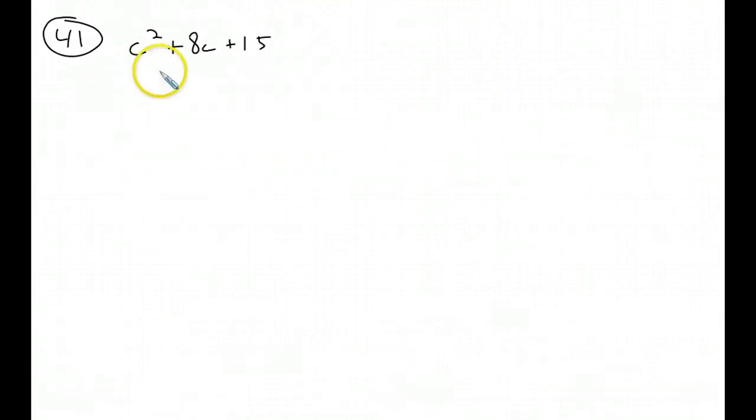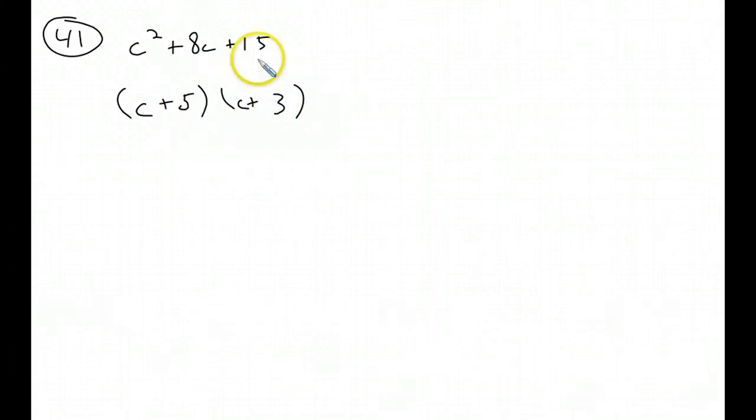41, still factoring. There are no greatest common factors. We have a 1, we have an 8, and we have 15. 15 does not have a c, so I cannot pull out any c's. So we're going to double bubble. We're just going to straight up factor this guy. I have c and I have c. Multiply to be a positive, so it could be either both positives or both negatives. Add to be a positive, so they both have to be positives. Multiply to be 15, add to be 8, so I'm pretty sure I'm going to have 5 and 3. 5 times 3 is 15, 5 plus 3 is 8.